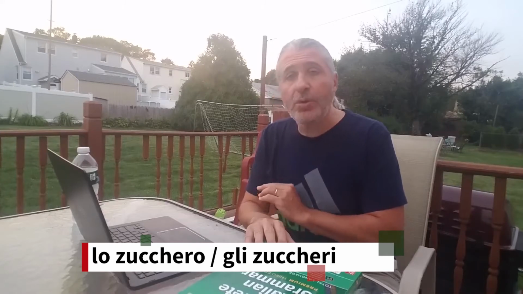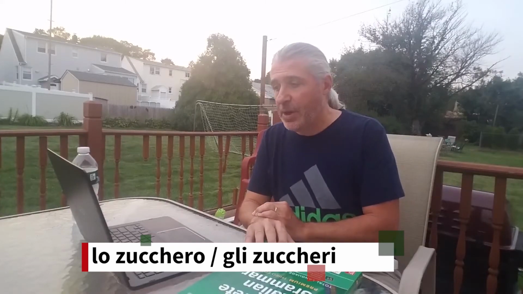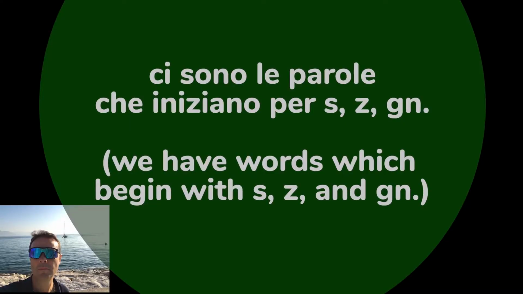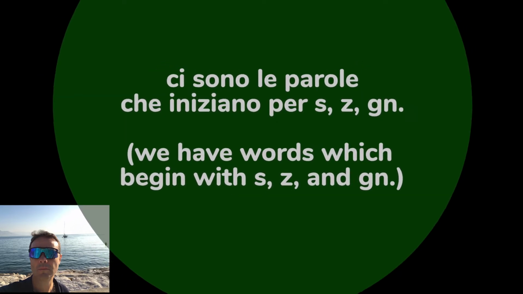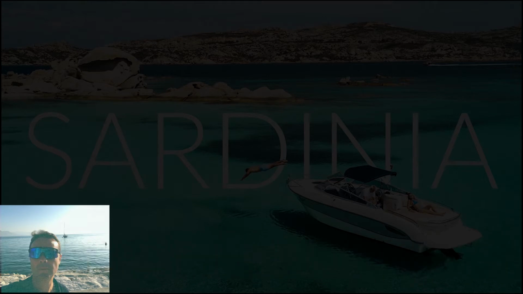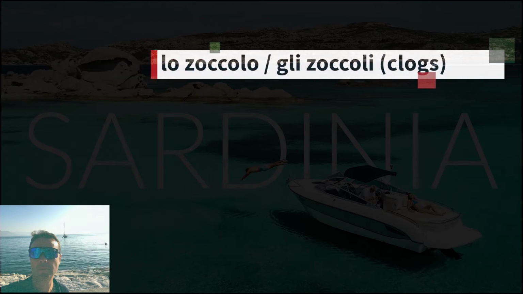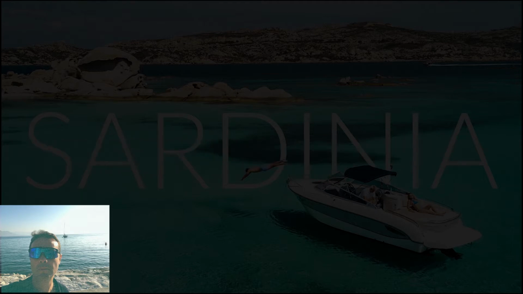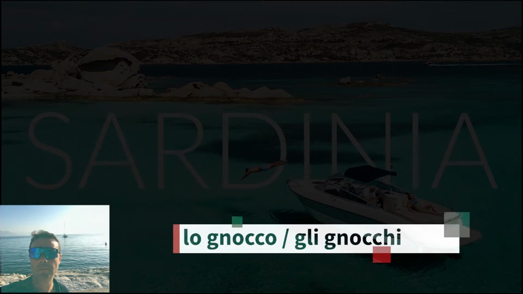We'll look at one more example here with Z. Sugar. Lo zucchero becomes gli zuccheri. S, Z, Gn. Esempio. Lo scolaro, gli scolari. Lo zoccolo, gli zoccoli. Lo gnomo, gli gnomi. Lo gnocco, gli gnocchi.